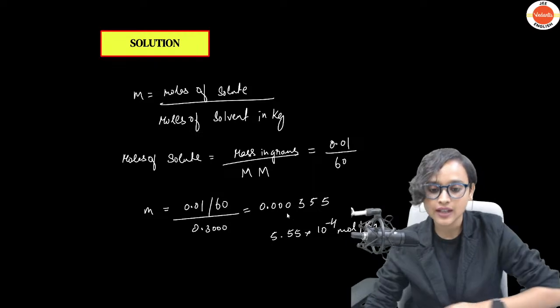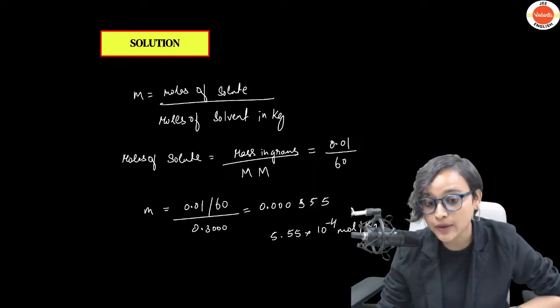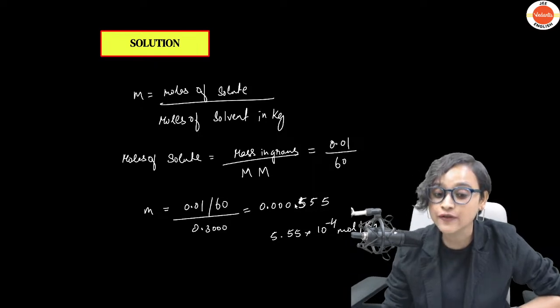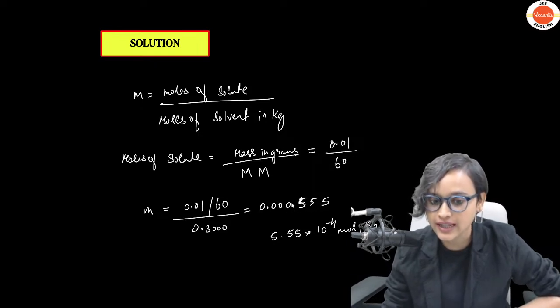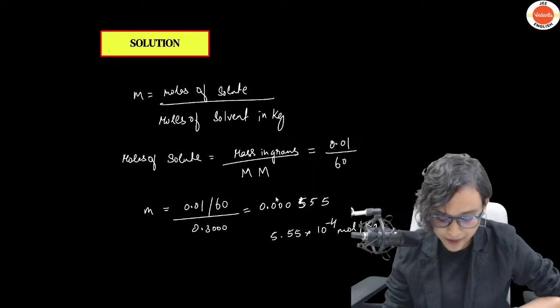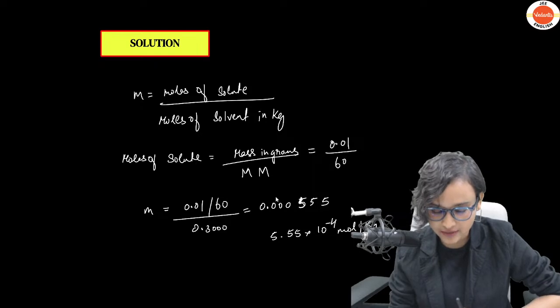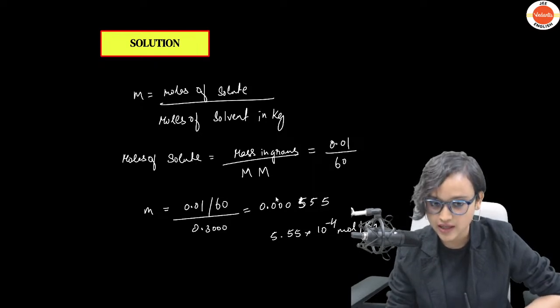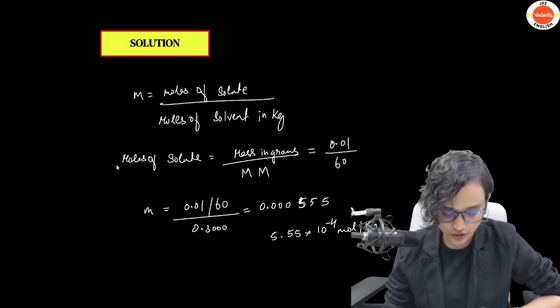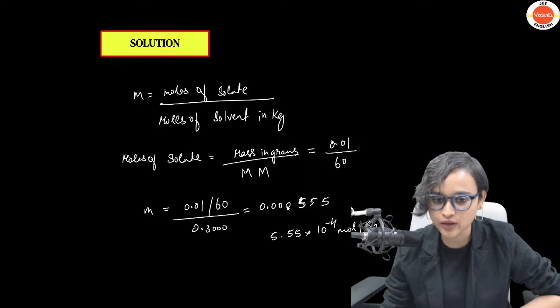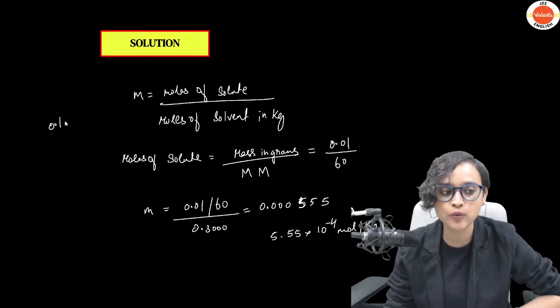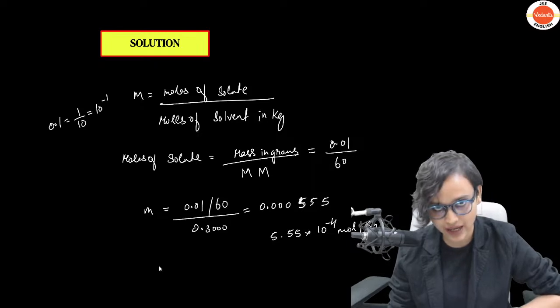See, significant figures, do you remember from class 11, some basic concept of chemistry? Significant figures. Do you remember? Acha, chalo. So basically it's that only. Tell me something. 0.1 is equal to what? 0.1 means 1 by 10. 1 by 10 means what? 10 to the power minus 1, right?